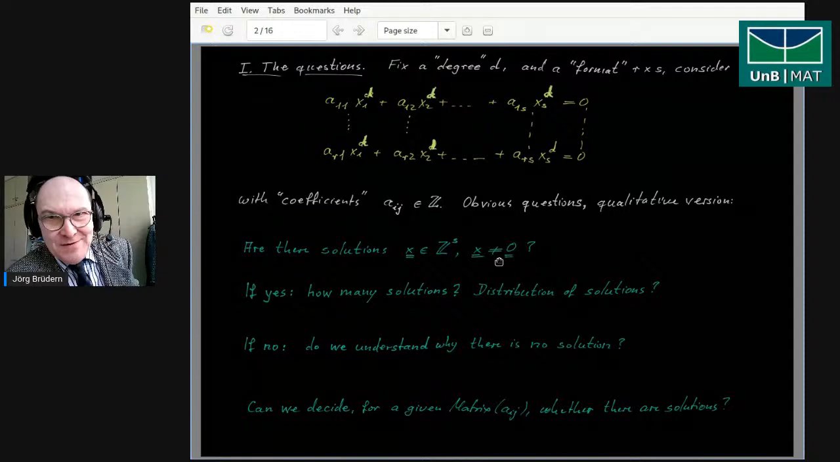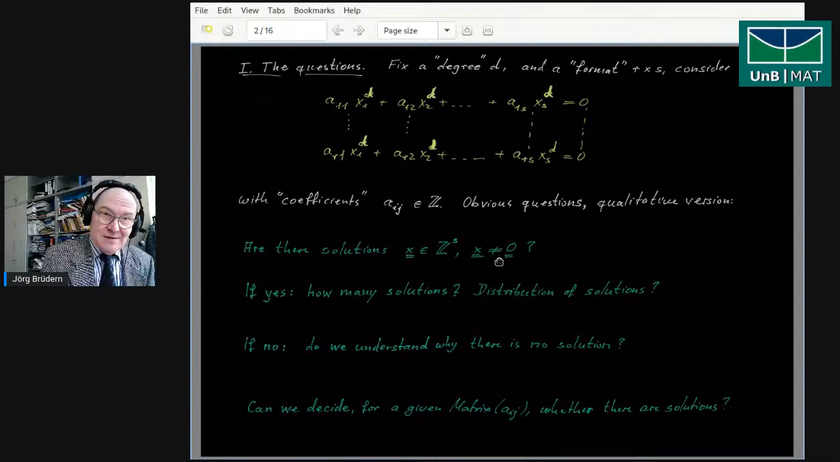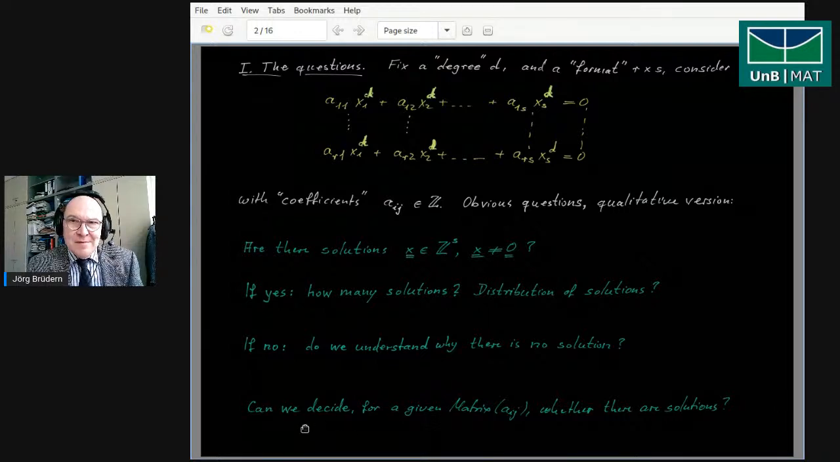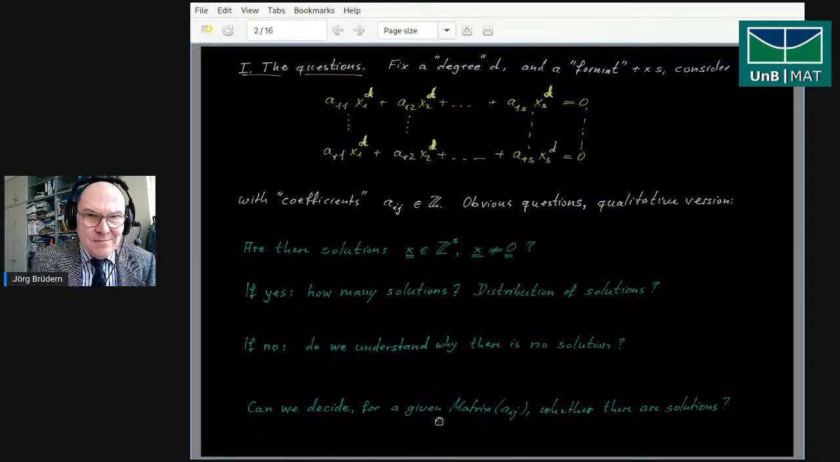And now there are natural questions. Are there any solutions over the integers? And if yes, how many? And if there are really many of these, can I make some statements about the distribution of these solutions? And if no, then, well, do we understand why there is no solution? There could be many reasons, and maybe we learned something from the reason. So one simple reason is if a degree is even, and you just have one of these equations, then this is like a quadratic form. It could be a definite form, and then there are no solutions, and we know why. Just because there is something like a sign. And then there is a final question. If someone writes down such a system, can we decide in a finite time whether there is a solution or not?